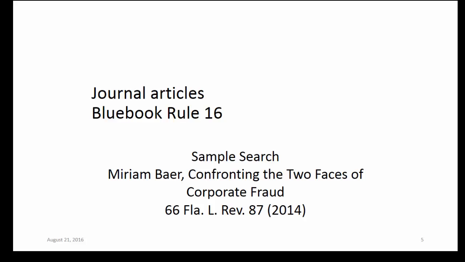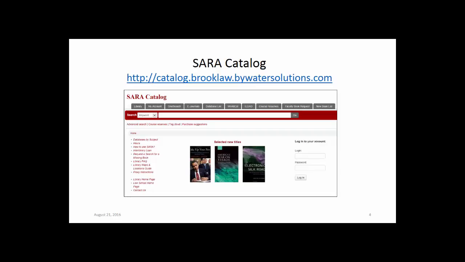Next, we'll look at journal articles, governed by Rule 16 of the Blue Book. Let's use this sample search of Marion Baer's article, Confronting the Two Faces of Corporate Fraud, with the citation at the Florida Law Review. So how would you find that in PDF? You could search the Sarah catalog. However, you wouldn't be searching the catalog using the title of the article, but rather the title of the journal, in this case the Florida Law Review.